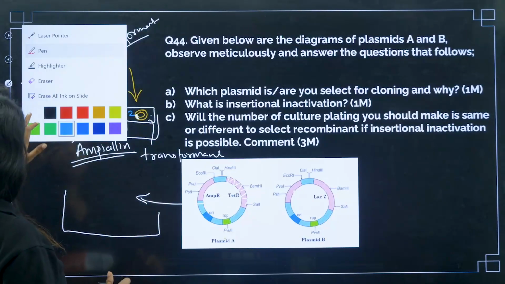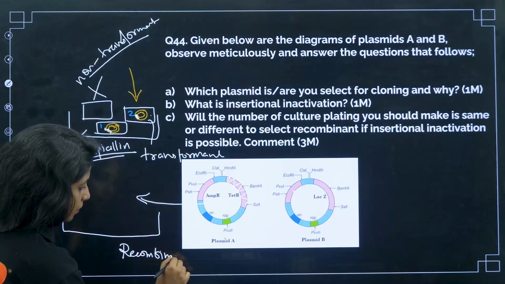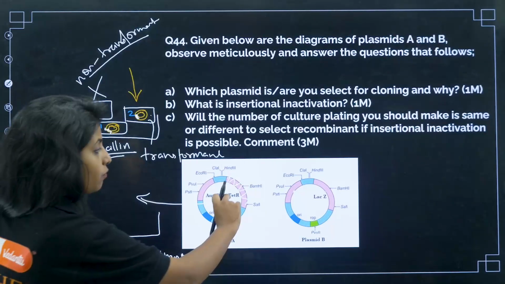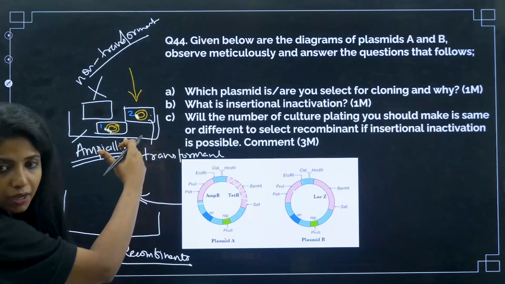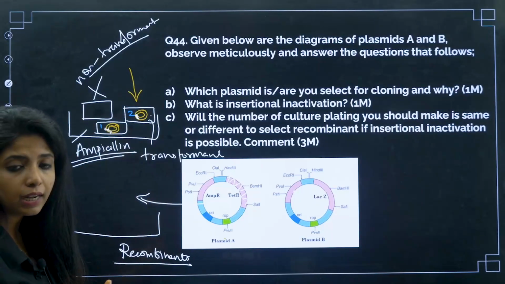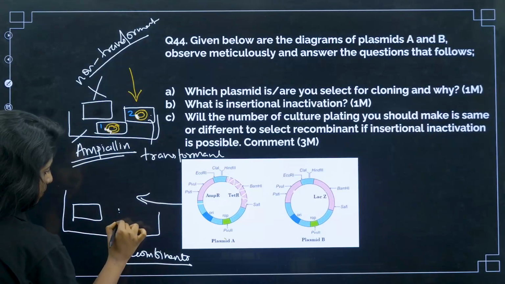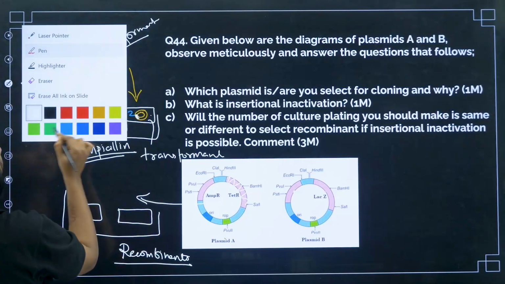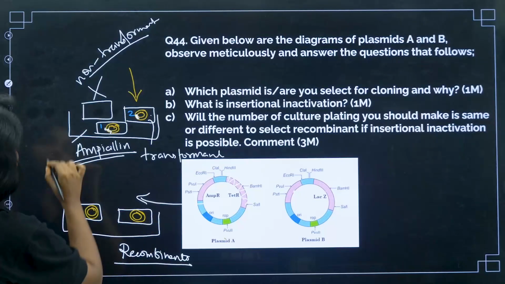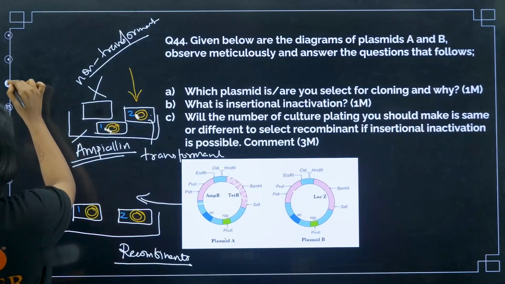Now the second thing is that I want to find whether they are having the recombinants. That means whether the plasmid which they have taken up has my gene of interest or not. How do I find that? Basically, I put the same thing over here. This is 1 and this is 2.